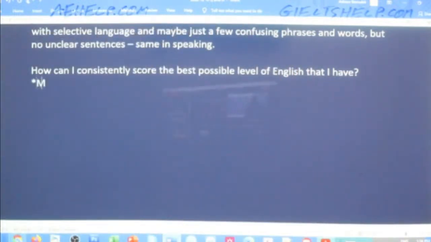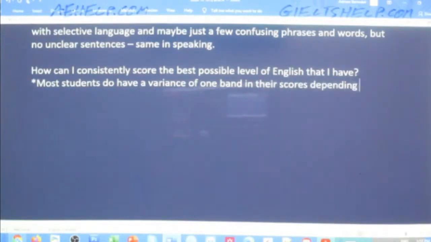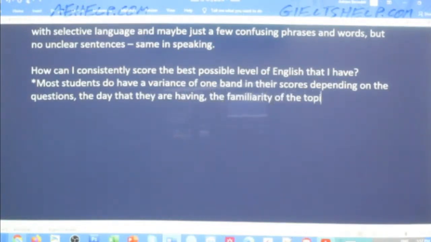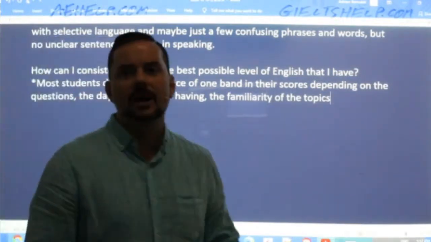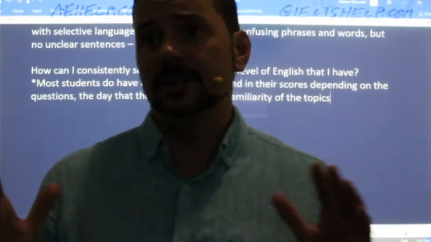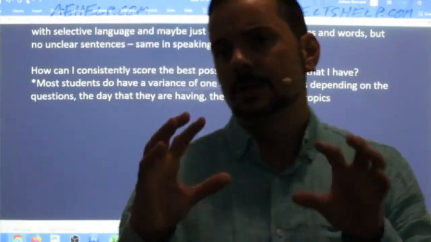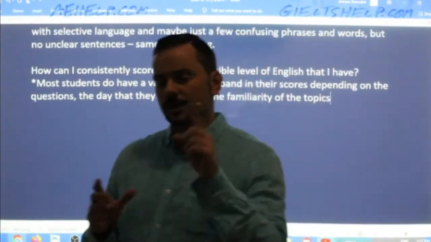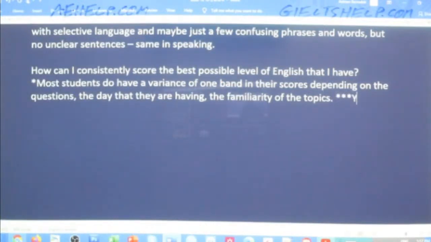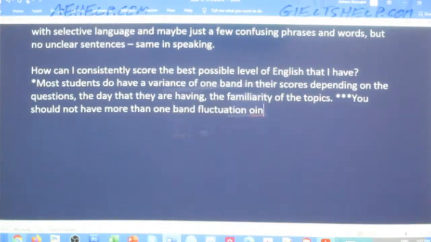So, from my experience, most students do have a variance of 1 band in their scores, depending on the questions, the day that they're having, the familiarity of the topics. Okay. Now, you shouldn't have a 2.5 band variance, Carolina. So 5.5 to 8, that's way too much variation. Okay, so something's going on there. You have to see what's going on, and I'm going to explain what you can do there, okay? So you should not have more than 1 band fluctuation in your scores.